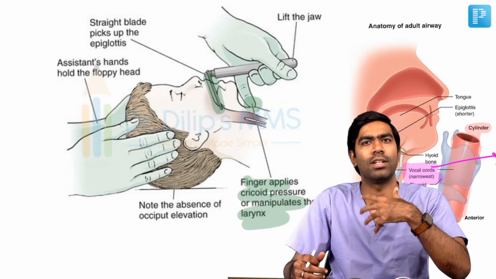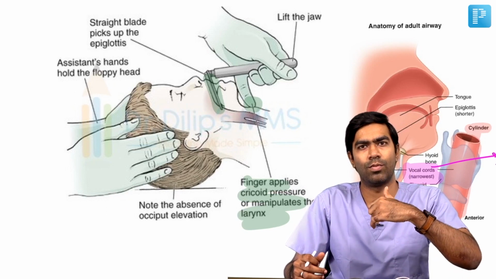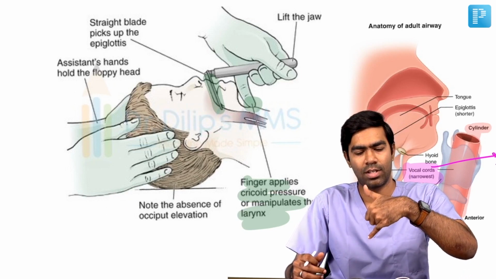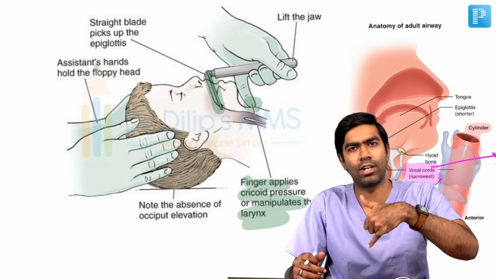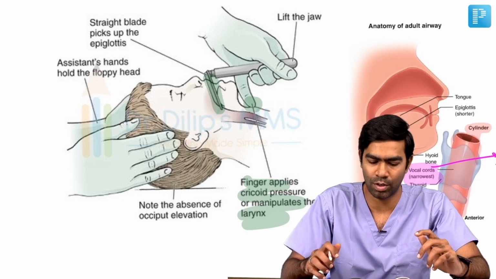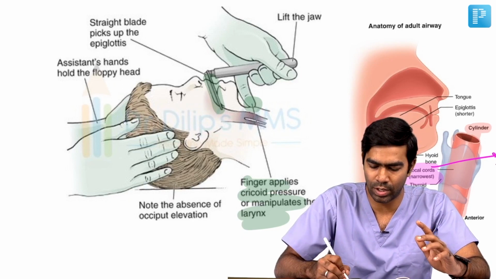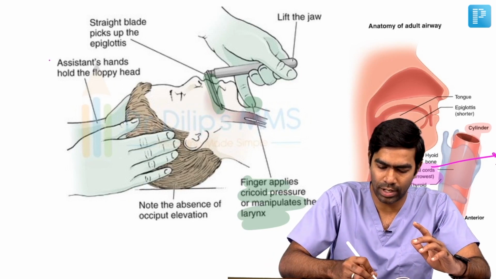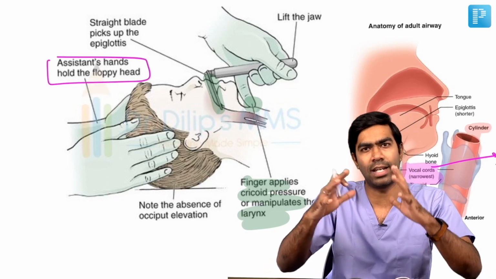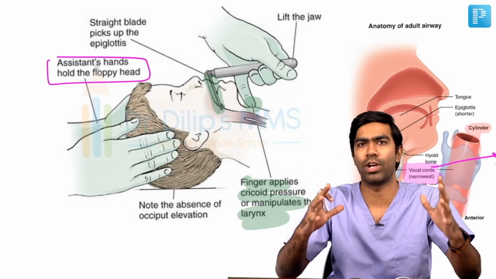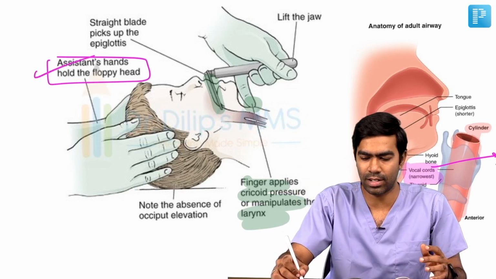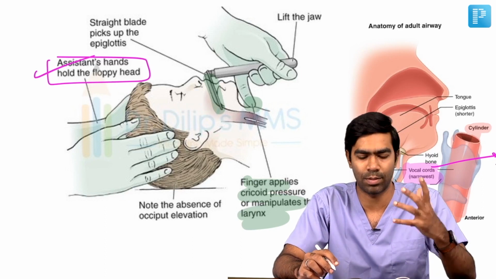Here, because the child's neck is short, while intubating itself, they use the little finger to manipulate the larynx and have a better view of the larynx. And since the head is large and floppy, you need an assistant to hold the head. That is very important because the child's head is very large and floppy and moving all around. So that's why you need an assistant to hold the child's head properly.